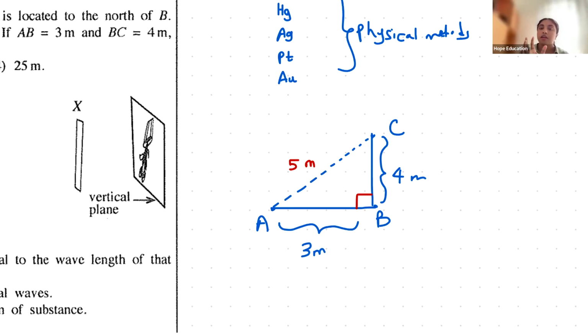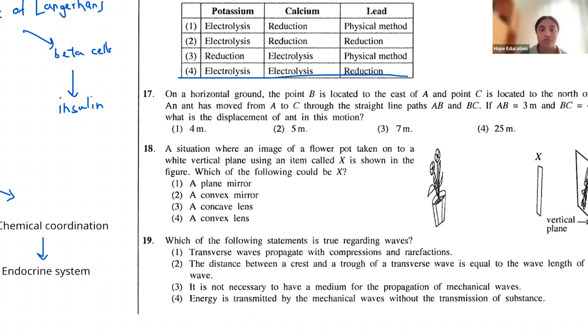So 3, 4, 5 is one of the basic Pythagorean triples. You can take it as 5 directly, or use Pythagoras theorem and you can get 5 meters. So yes, the answer is 5 meters.